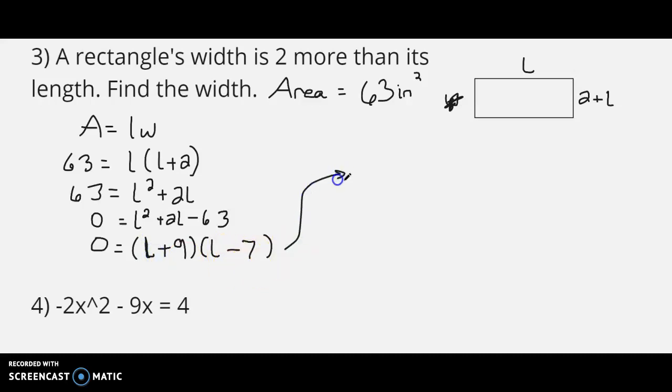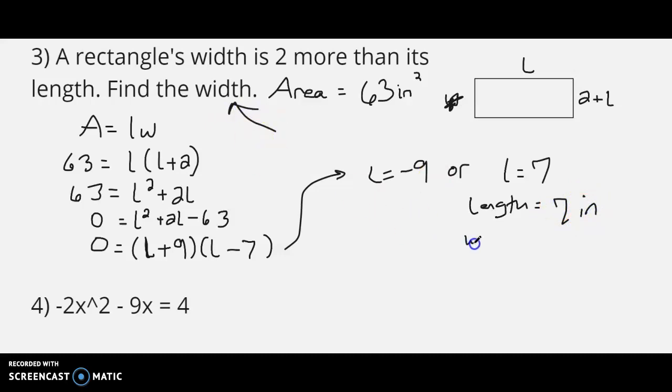The two values, if we were to solve that for L, would have to be negative 9, or L would have to be 7. It doesn't make sense for a length to be a negative. So based on this answer, we can talk about the length, and the length being 7 inches. The question asked for the width. We can compute the width, no problem. The width is going to be 2 more than 7, which is 9. There we go.